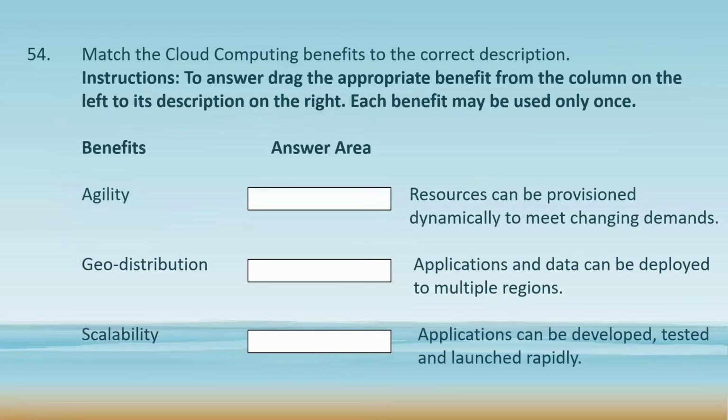Question number 54. Match the cloud computing benefits to the correct description. Now, on the left side, you have the benefits, and on the right side, you have some descriptions. So you need to drag the benefit from the left side to its description on the right, and the benefit can only be used once. The benefits are agility, geo-distribution, scalability. And the description statements are: resources can be provisioned dynamically to meet changing demands. Applications and data can be deployed to multiple regions. Applications can be deployed, tested, and launched rapidly.